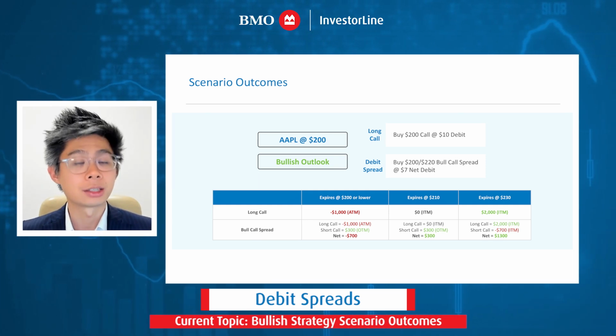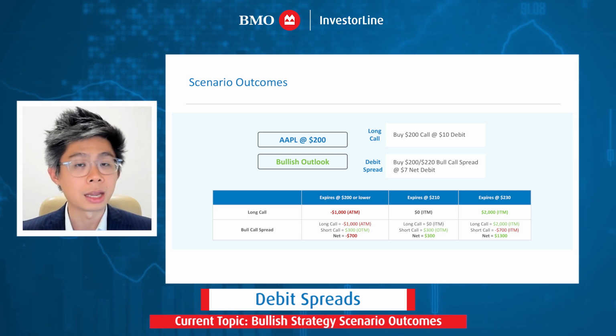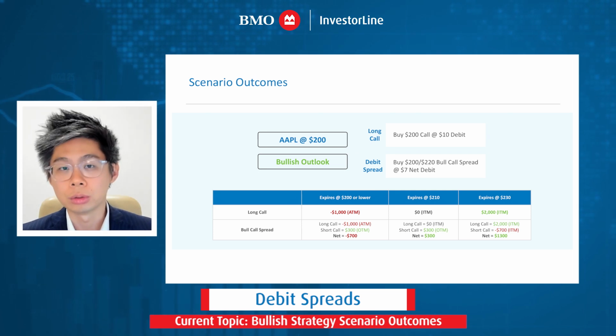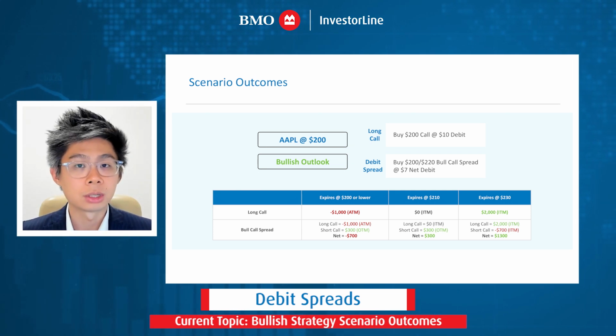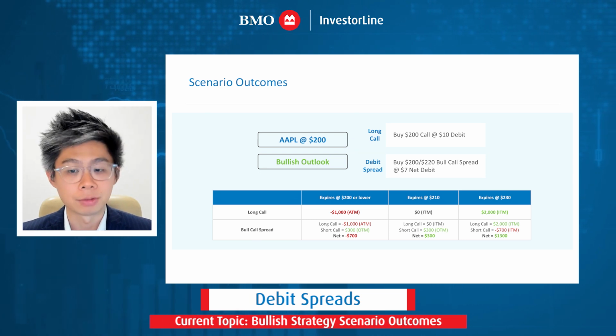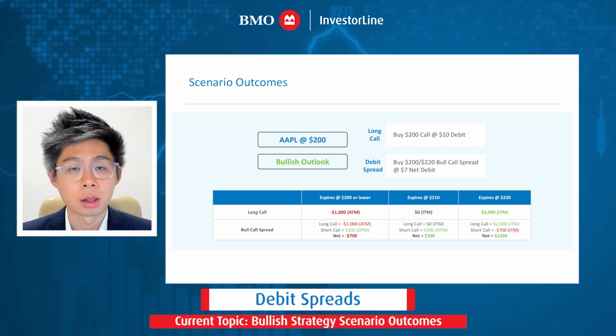So if the stock lands at $210 at expiration, I end up with a break-even on my long call, meaning I don't make money, but I also don't lose any money. So I spent $1,000, I basically make back my $1,000, and I'm at break-even. So not a win, not a loss if you simply bought a call option.